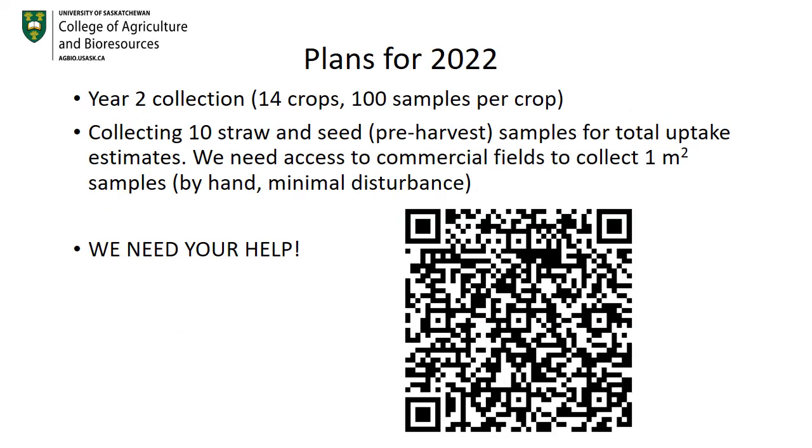So plans for 2022, it's going to be our big second year of collection, same 14 crops. We need 100 samples per crop. We're also going to be collecting seed and straw samples, total biomass, pre-harvest samples to determine total uptake estimates. To do that, we need access to commercial fields to collect 1 meter squared samples. We're doing that by hand, so minimal disturbance, but we need your help.